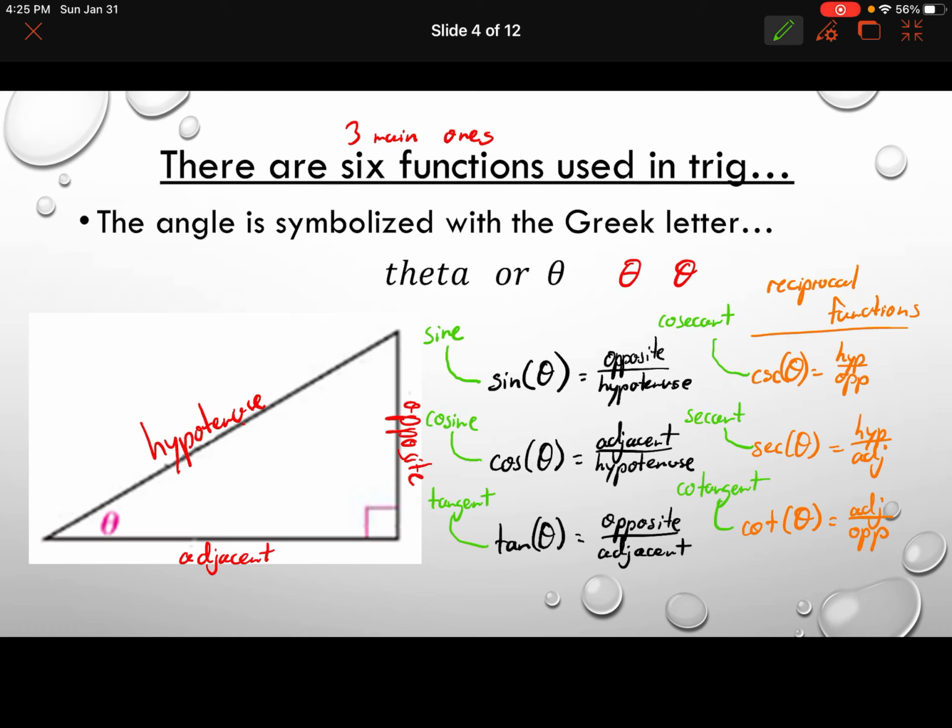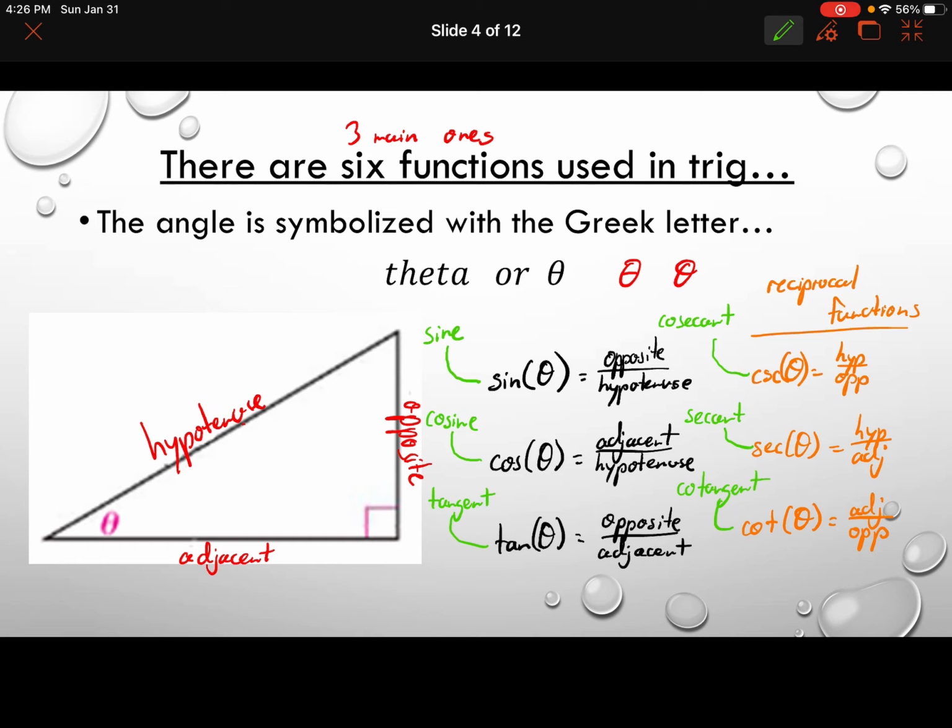Cosecant, secant, cotangent, those are the 3 reciprocal ones. Once again, cosecant is the flip of sine, secant is the flip of cosine, cotangent is the flip of tangent, the upside down version, in other words, the reciprocal. So these are the 6 trig functions that we will be using in the future whenever trying to determine a missing side or angle of a right triangle.